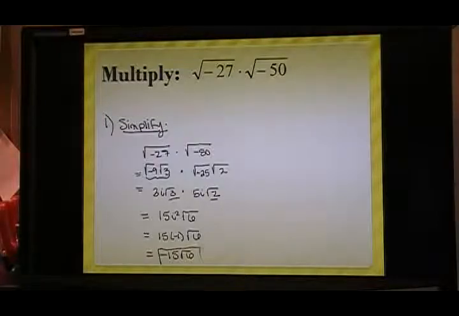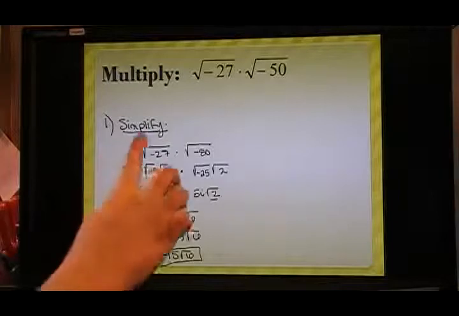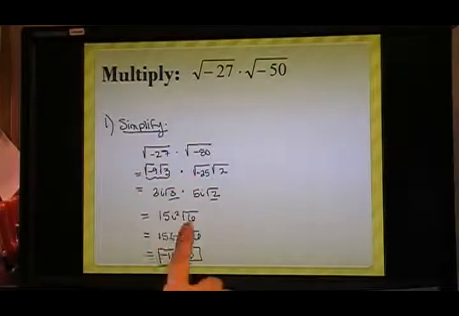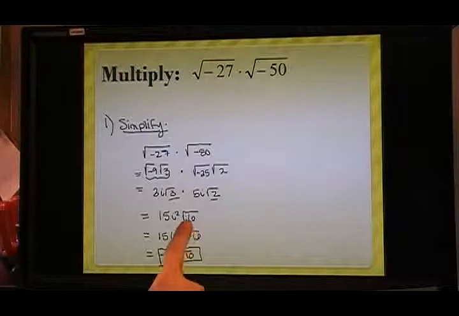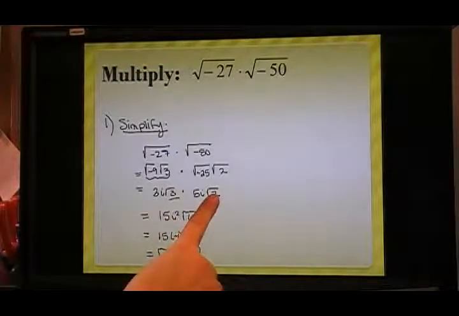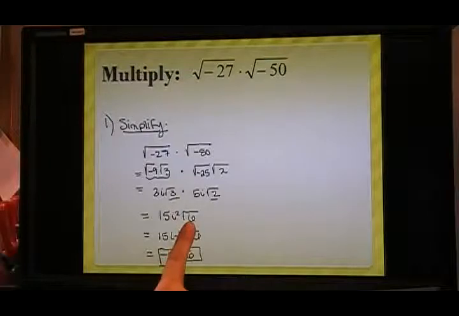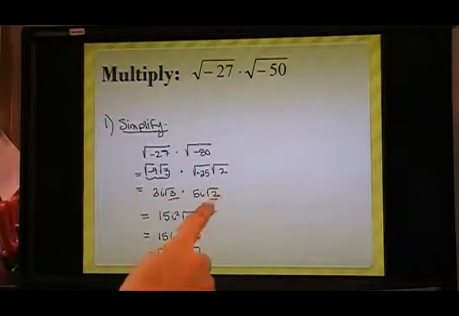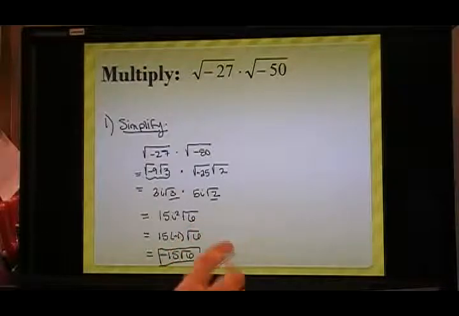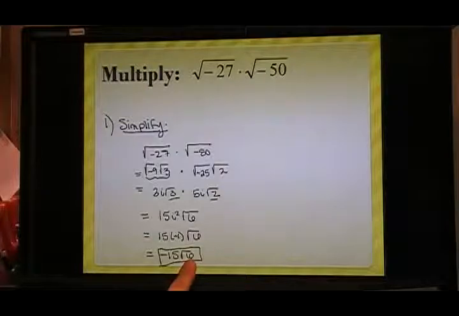Something to keep in mind as you're going through your homework: after you've done this simplifying and multiplying, it may be that the product of these two creates a number that is divisible by a perfect square, or creates a number that is a perfect square, one of the two. So if you end up with either a perfect square or a number that is divisible by a perfect square, you do have to go ahead and simplify again. Because 6 is not divisible by a perfect square, I know that I have fully simplified this expression.